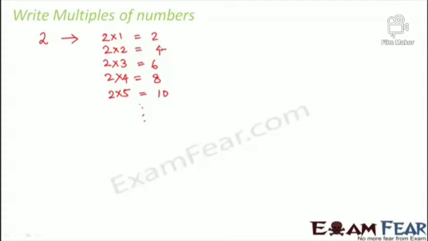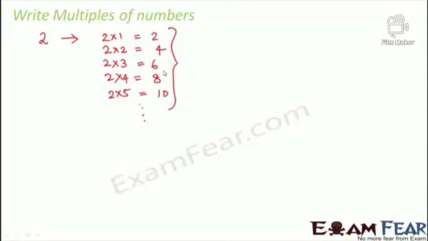So how many multiples exist for 2? Infinite, because the counting 1, 2, 3, 4 will go till infinity. We know that natural numbers, whole numbers, continue till infinity. So basically 2 multiplied by infinity will become infinity. That means we can say that there exists an infinite number of multiples for a particular number. So please understand the relationship between factor and multiple very, very clearly.